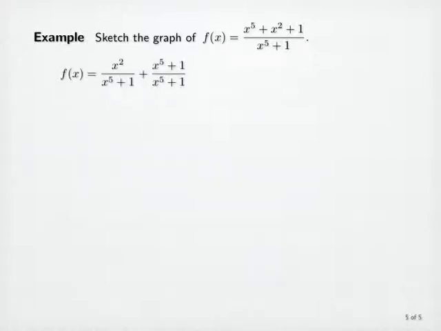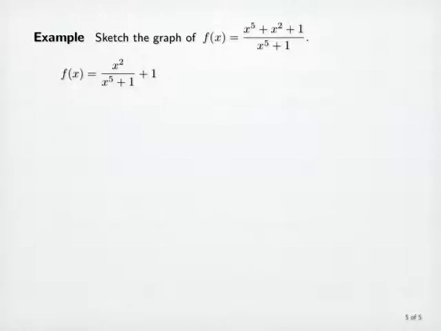One last example. Sketch the graph of f of x equals x to the fifth plus x squared plus 1 divided by x to the fifth plus 1. Let's first notice that we can make our work a little easier. If we split the fraction into 2, as shown here, which allows us to write our function as x squared over x to the fifth plus 1, plus 1. Notice that the same thing could be accomplished by long division.